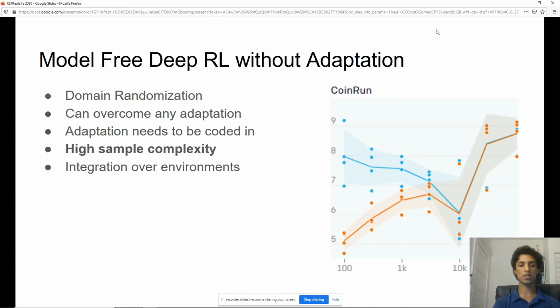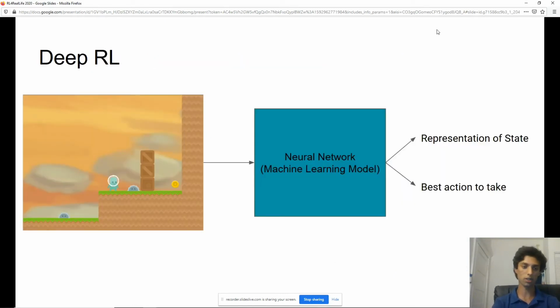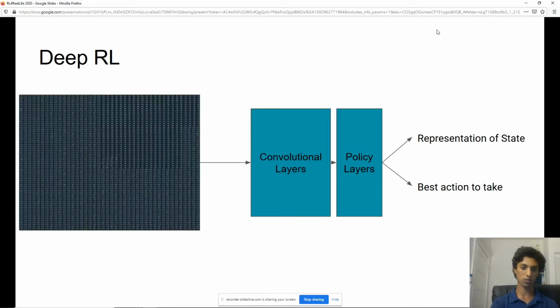You can think about this as an integration over environments where you just show it enough kitchens that the specifics of each kitchen don't really matter to the policy. So this is a bit of a problem. So what's the solution? Let's go look at our deep reinforcement learning agent. It takes in an observation and passes it through a neural network, or any other machine learning model. We're with neural networks right now, might not be the case in the future, and outputs both a representation of a state and the best action to take.